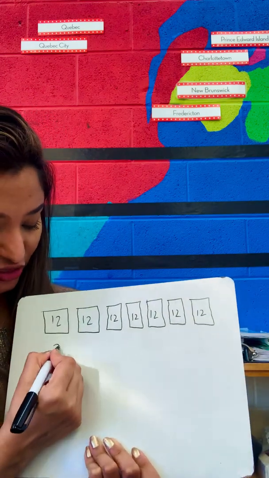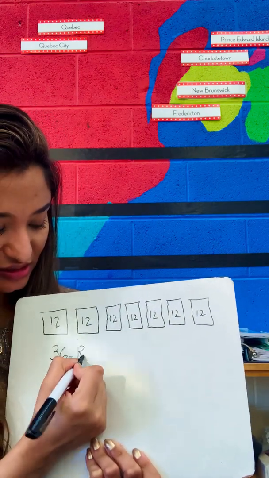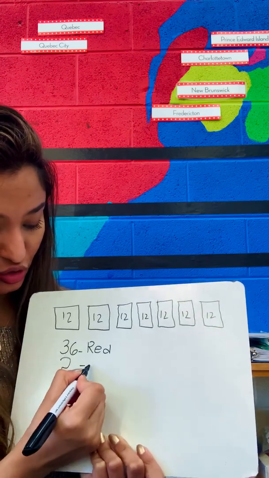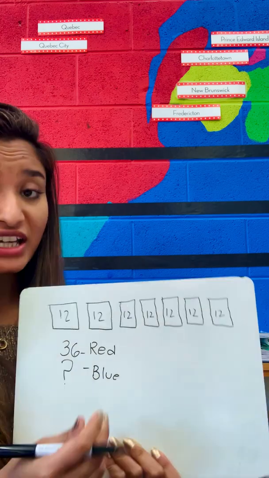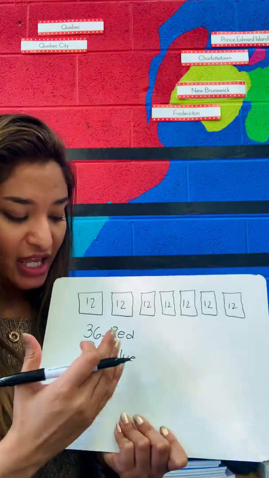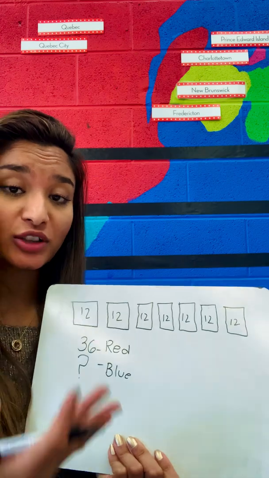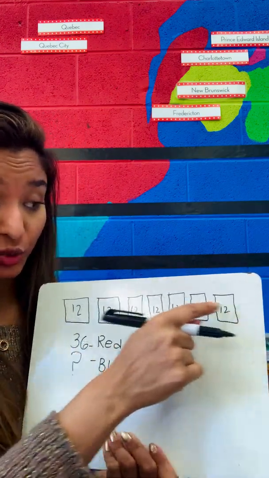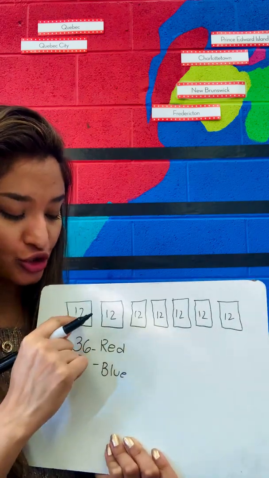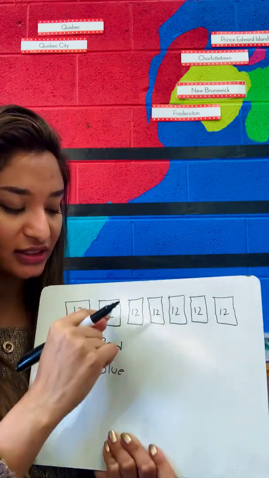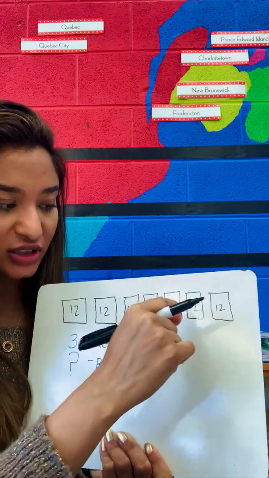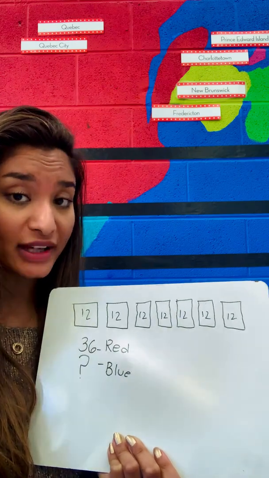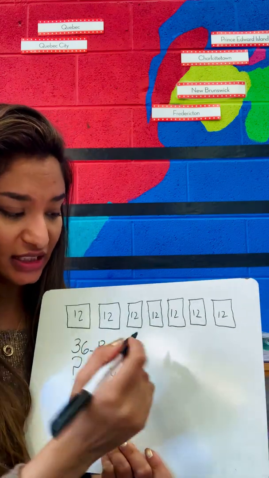So we know there are 36 red. And there's a question mark for blue. Now for us to find out how many blue pens there are, we actually need to find out how many pens we have in total. Okay, we know that there are 12. Should I add 12 and then this 12 and this 12 and this 12 and this 12 and this, then this? Wouldn't that be a long process? So I can actually quickly multiply.